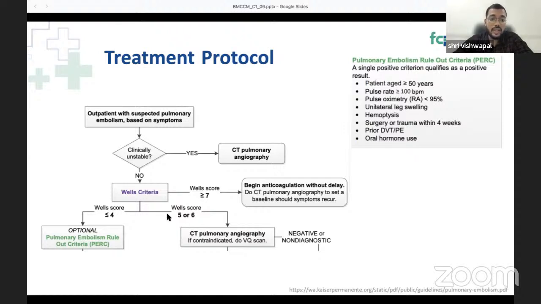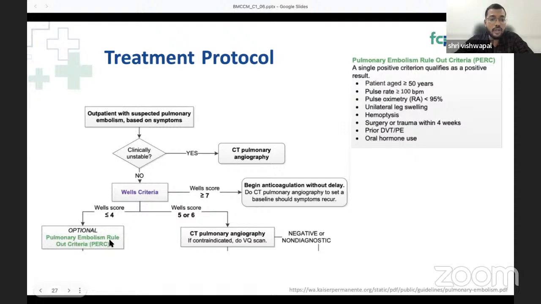Okay. In case the patient comes with a Wells score of 7, we have to directly start the anticoagulant without any delay, because he is very much prone to pulmonary embolism. So other investigations are not necessary. If the Wells criteria falls below 4, you could keep this score as a PERC score, which is pulmonary embolism rule-out criteria.